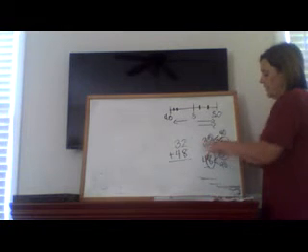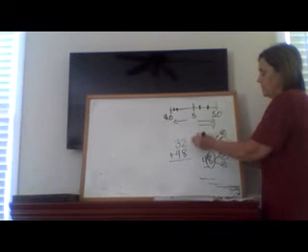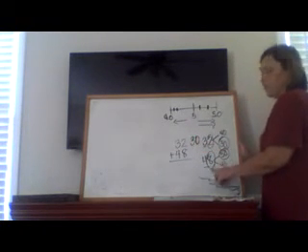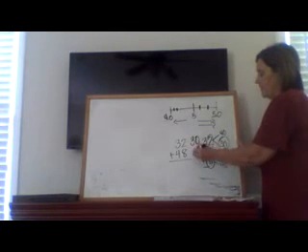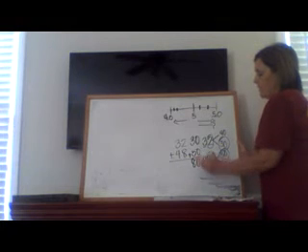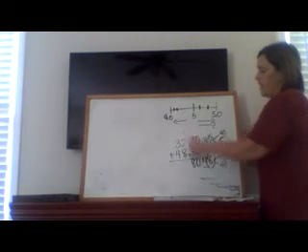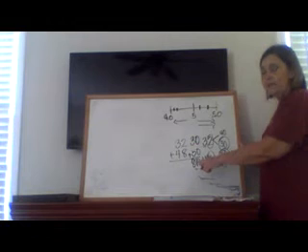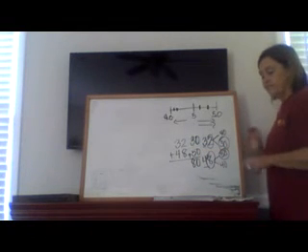So when I round 32 to the nearest 10, I get 30. And when I round 48 to the nearest 10, I get 50. 30 plus 50 is 80. So this, when added together, should be near or about 80.